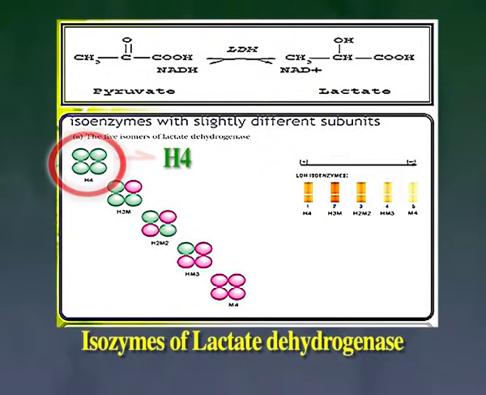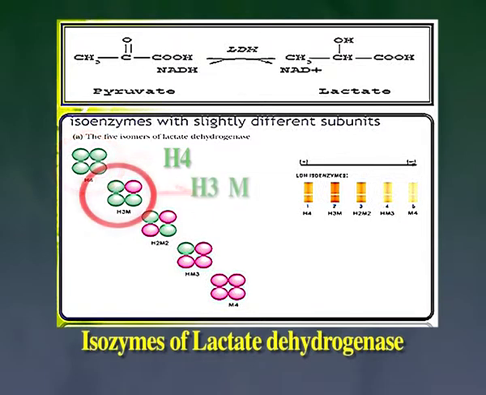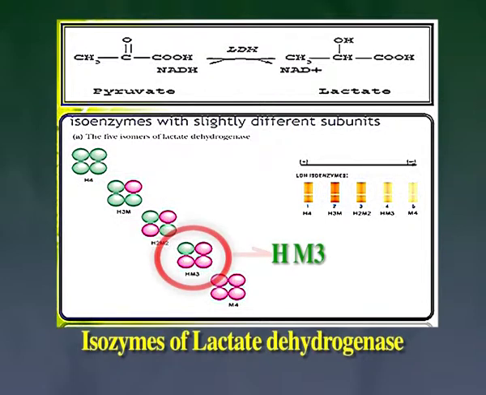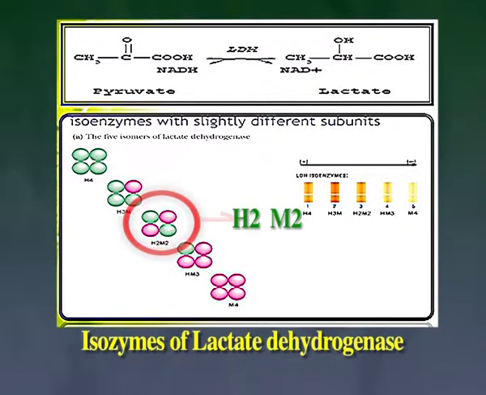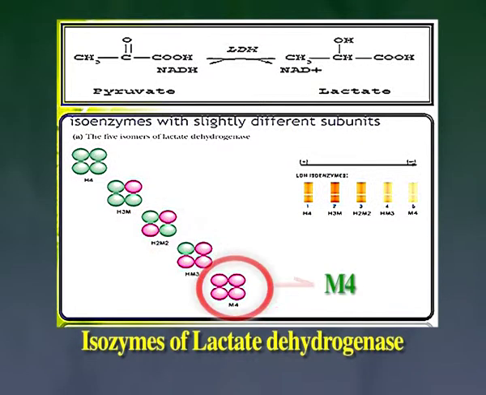This picture denotes the different types of the isozymes of lactate dehydrogenase. H4 is depicted in green, having all 4 subunits of the H type. H3M has 3 H type subunits and 1 M type subunit. M3H has 3 M type subunits and 1 H type subunit. H2M2 has 2 H type and 2 M type subunits, and M4 has all 4 M type subunits.